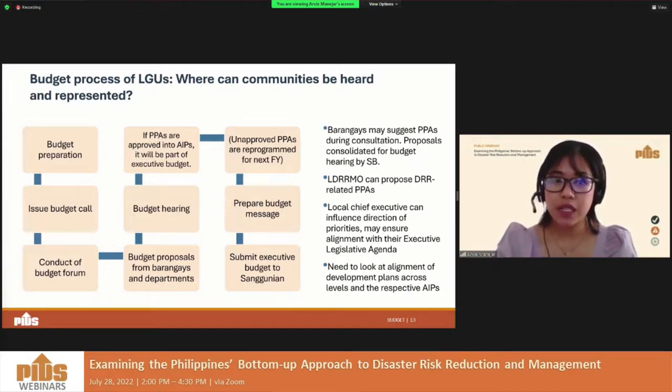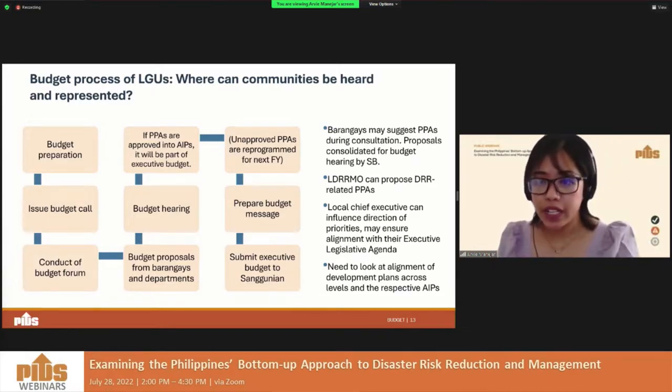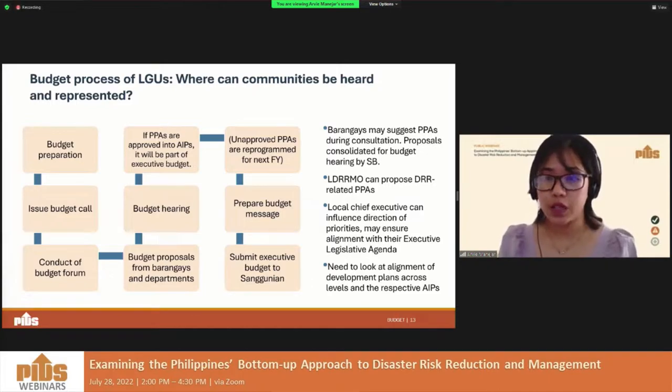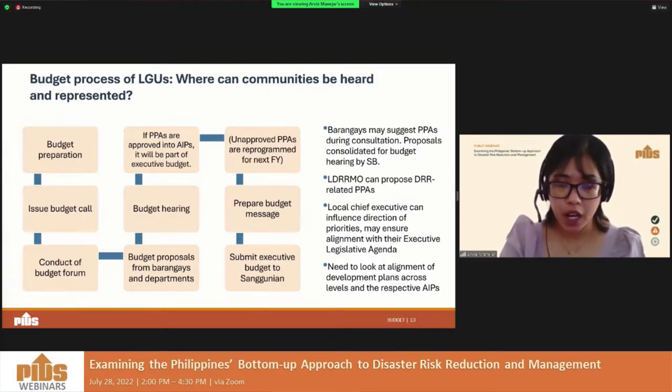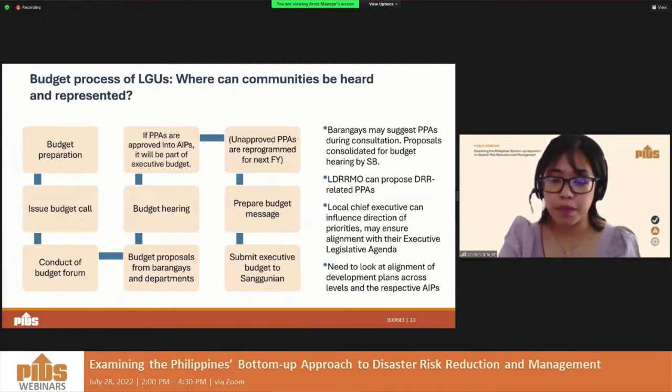So in the budget process, where is the public participation? Barangays actually can suggest a series of programs, projects, and activities during consultation, and proposals are consolidated for budget hearing by the Sangguniang Bayan. And the LDRRMO, or the local DRRM office, can also propose DRR-related PPAs. And it is up to the LGU whether they would take up these suggestions and include them in their annual investment plan. However, the local chief executive or our mayors can influence the direction of their priorities because of their executive legislative agenda. So overall, there is a need to look at the alignment of development plans across levels and their respective annual investment programs.